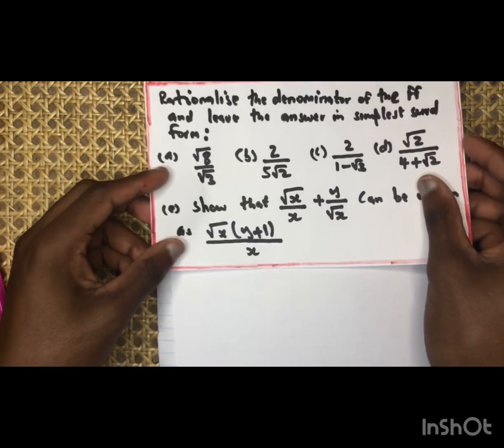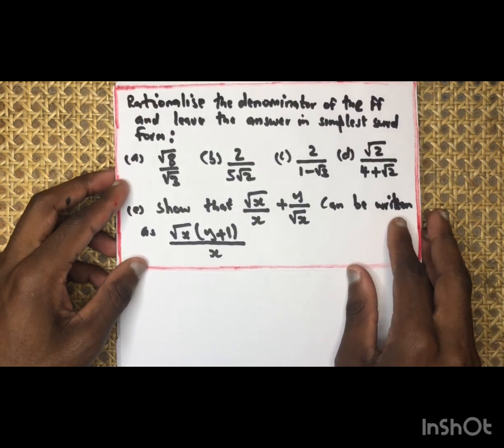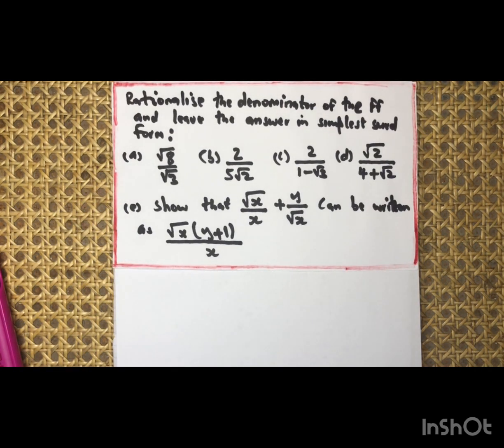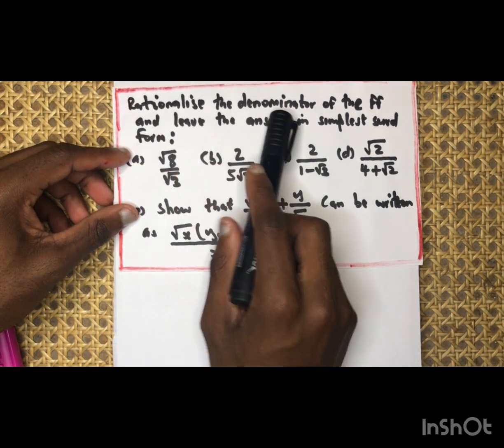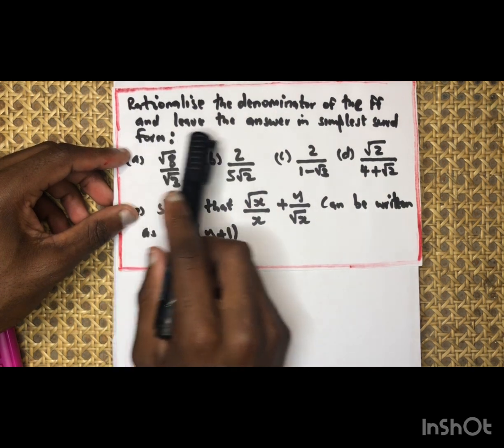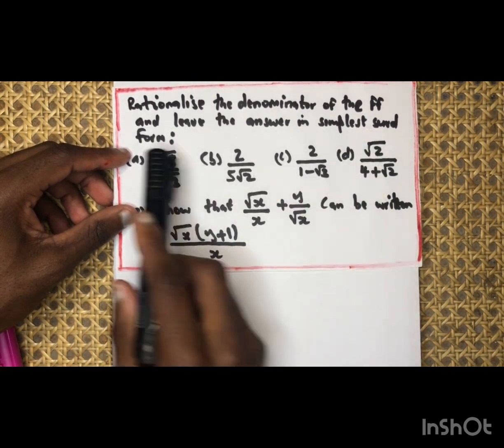Here we are given, we must rationalize. All right, remember grade 11, the principle of rationalizing the denominator is to remove the surds, the irrational numbers in the denominator. We know that an irrational number is a number that cannot be written as a fraction and has a non-recurring decimal. So they are saying rationalize the denominator of the following and leave the answer in simplest surd form.